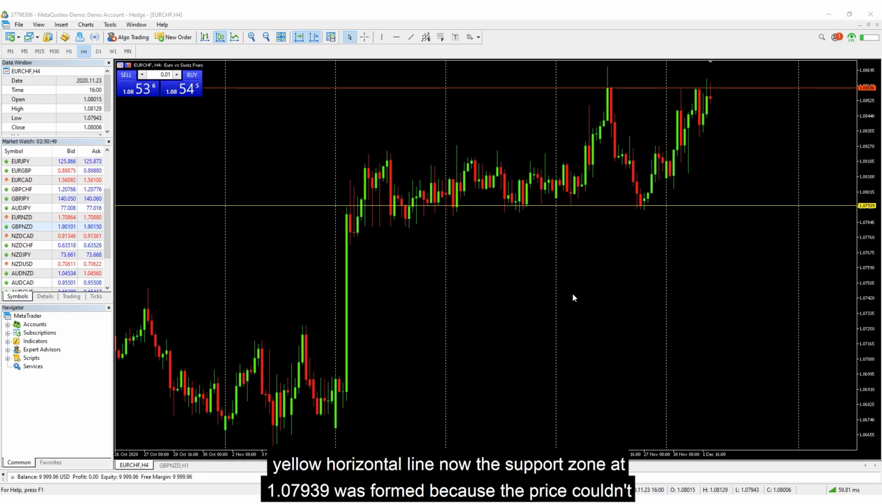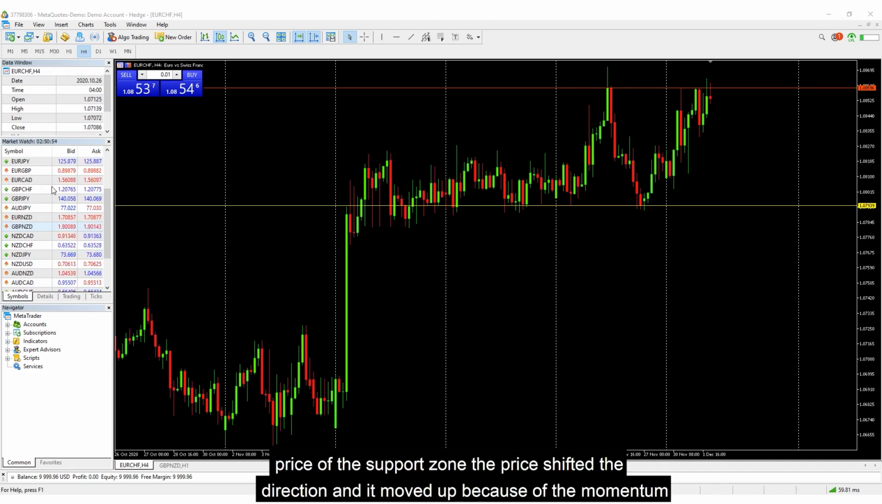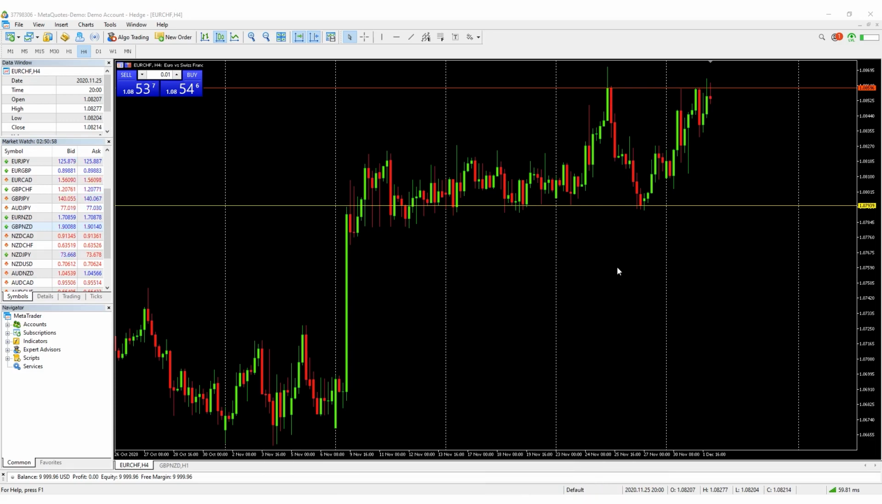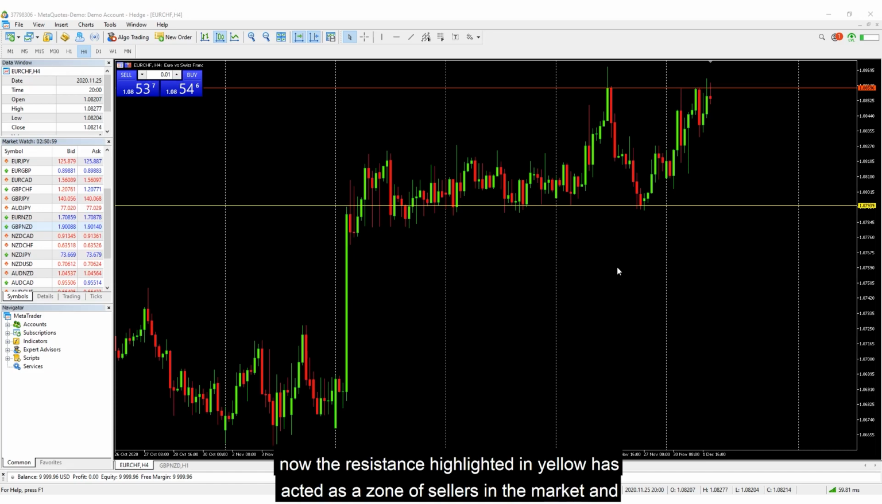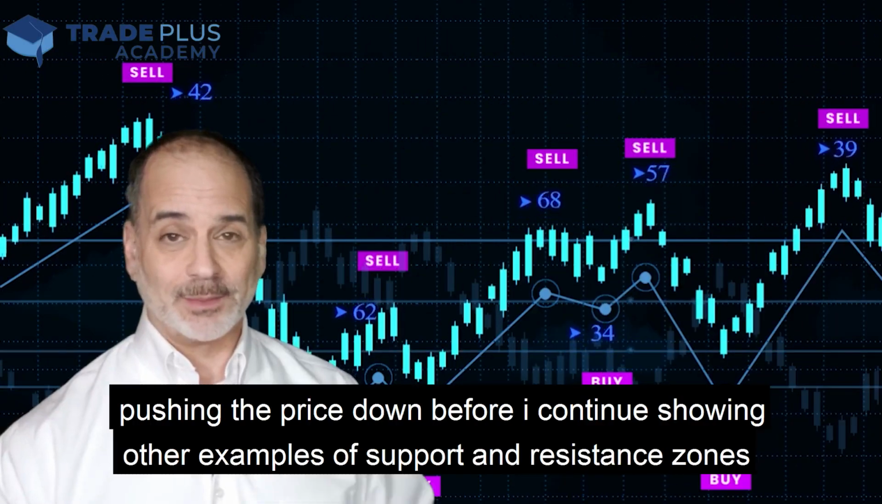Now, the support zone at 1.07939 was formed because the price couldn't break the sideways trend, so it formed a support zone. The close price of the candle now acts as the price of the support zone. The price shifted the direction and it moved up because of the momentum of buyers in the market, which shifted the price further up until it reached the resistance zone. Now, the resistance highlighted in yellow has acted as a zone of sellers in the market, and because of the momentum of the sellers in the market, it became a major resistance zone by pushing the price down.